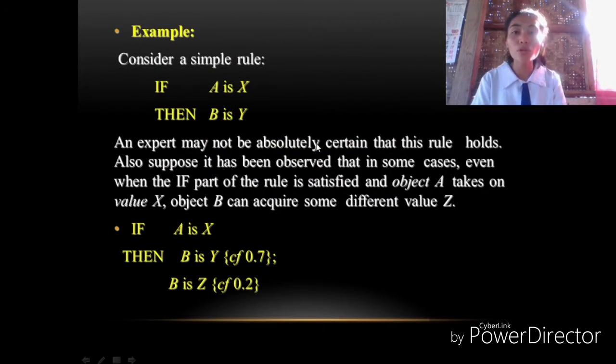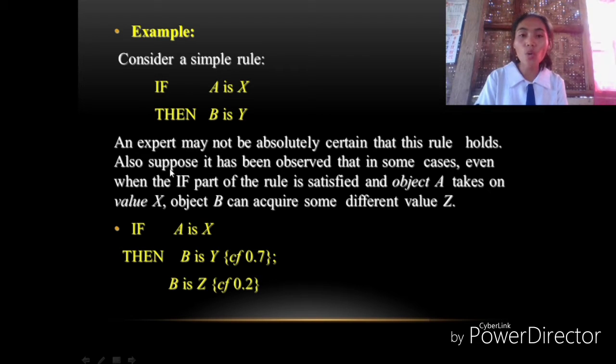Example, consider a simple rule. If A is X, then B is Y. An expert may not be absolutely certain that this rule holds. Also, suppose it has been observed that in some cases, even when the IF part of the rule is satisfied and object A takes on value X, object B can acquire some different value Z. If A is X, then B is Y, certainty factor is 0.7. B is Z, certainty factor is 0.2.